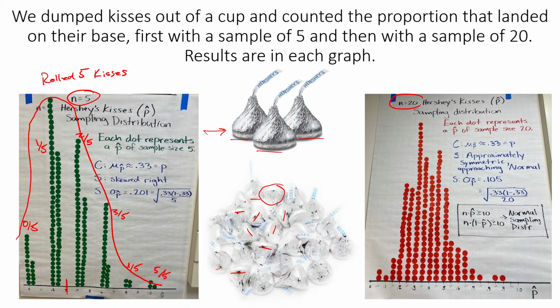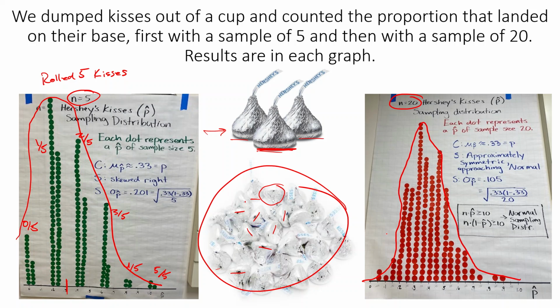Then we did the same thing, but instead of doing it with 5, we did it with 20. We rolled 20 like this, and we counted what proportion ended up standing on their bottoms. This is the distribution we got. There's a big peak there, but it's getting closer and closer to being a normal distribution. I would say the middle is probably just a little bit to the right of this big peak. So this becomes our sampling distribution.